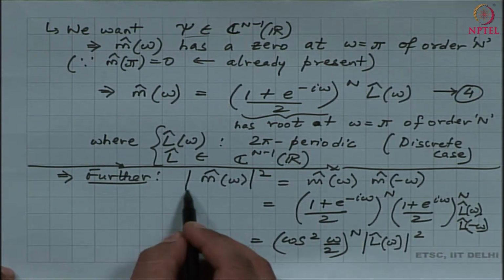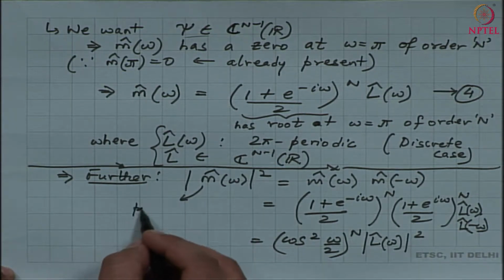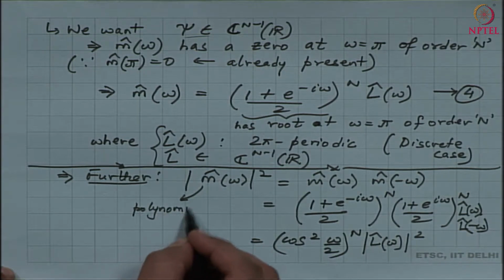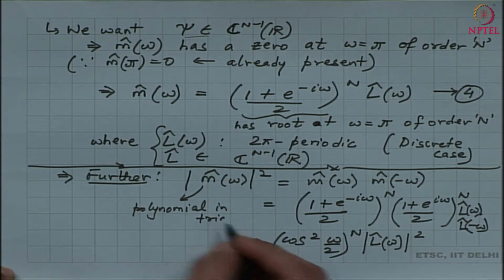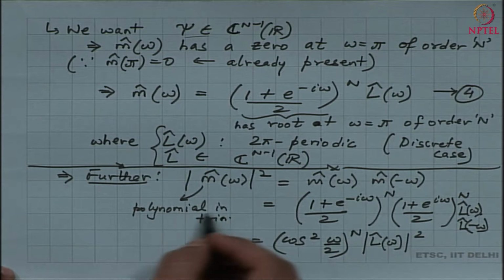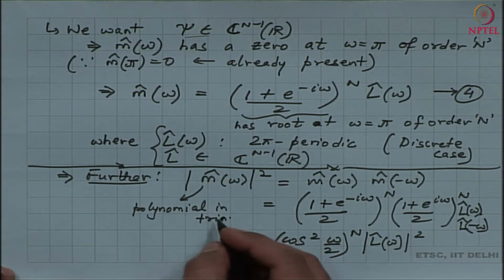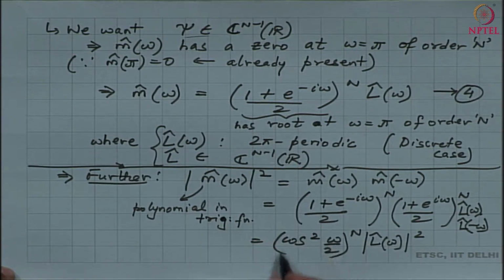To begin with, I know that m hat omega is a polynomial in trig functions. It is a function of all the trigonometric functions, a polynomial in either sine or cosine, which means here I have got a cosine. And which means that L hat omega must also be a polynomial of trig functions.